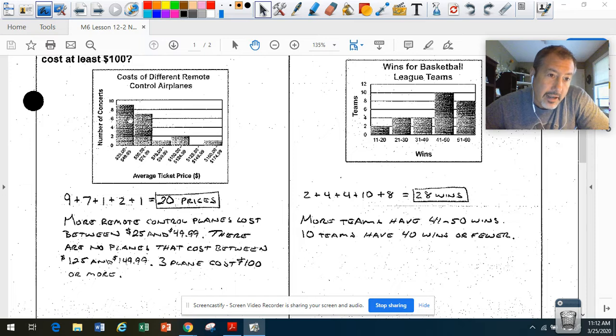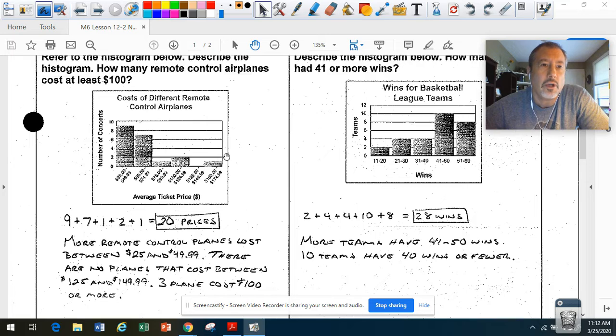So if you look here, yeah, that is true because we have 9 here. This is our largest bar. Think of your mode. Okay. There are no planes that cost between $125 and $149.99. That's true. There's none there. But let's look and see what the question's asking.